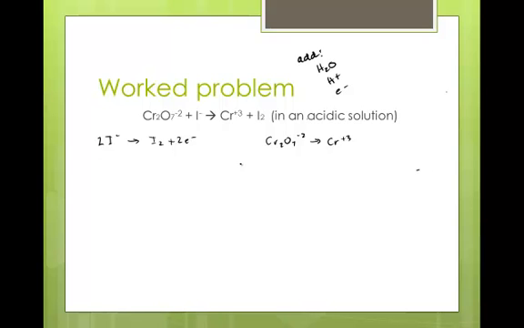And when I do, I have balance for charge and quantity, so that one is all done. Alright, let's look at the next one. Cr2O7 becomes Cr plus 3. Now you say, normally we have the same atoms on both sides, but there's no oxygen over here, so I'm going to have to add some. And I'm going to add 7 waters.